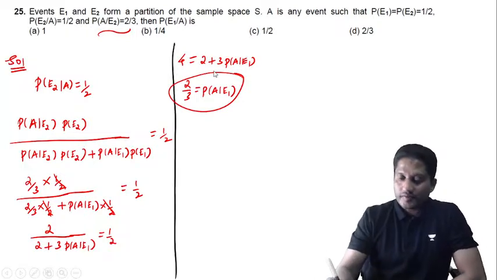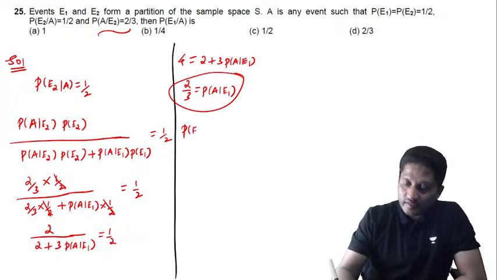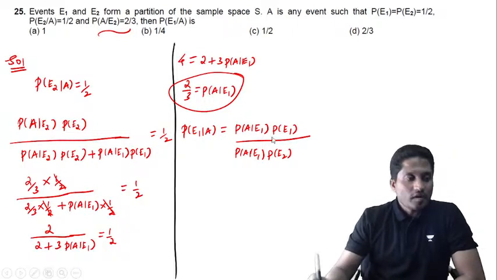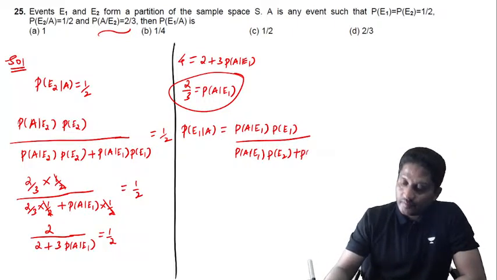Okay, now I'm supposed to find out what is P of E1 given A. P of E1 given A is equal to P of A given E1 into P of E1, divided by P of A given E1 into P of E1 plus P of A given E2 into P of E2. Right, now I'll substitute the values.